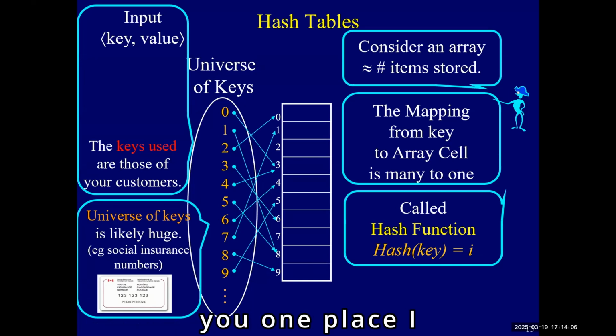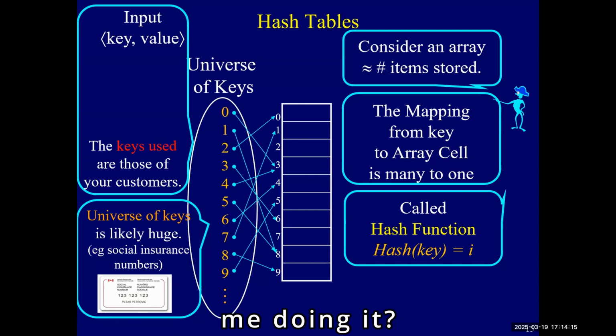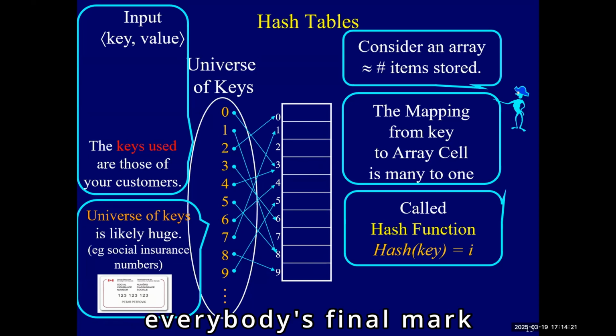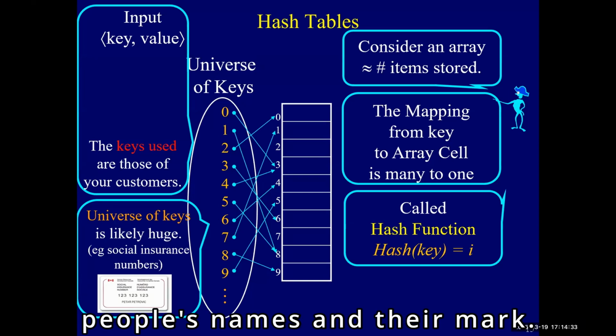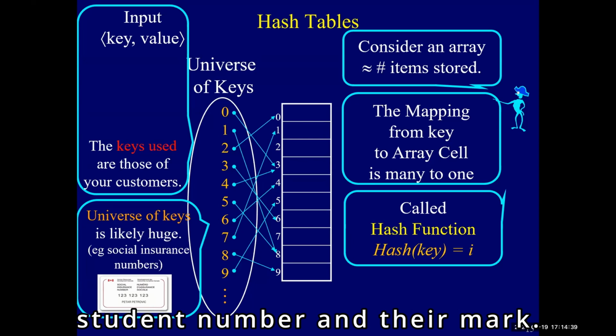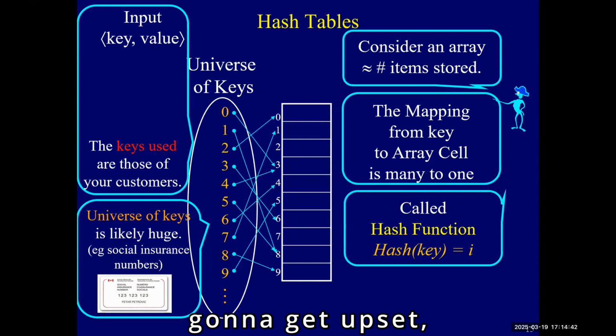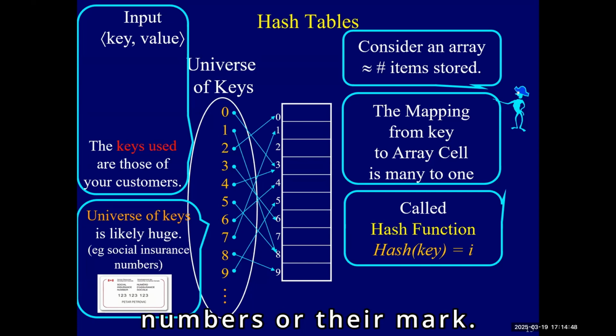Now, let me tell you one place I use hash functions, and I haven't done it this term. Suppose at the end, I want to publish everybody's final mark, and I don't want to tell you what his mark is. What I could do is list people's names and their mark. But people are going to get upset. I could list their student number and their mark. People are going to get upset, right? People don't want people to know other people's student numbers and social insurance numbers or their mark.